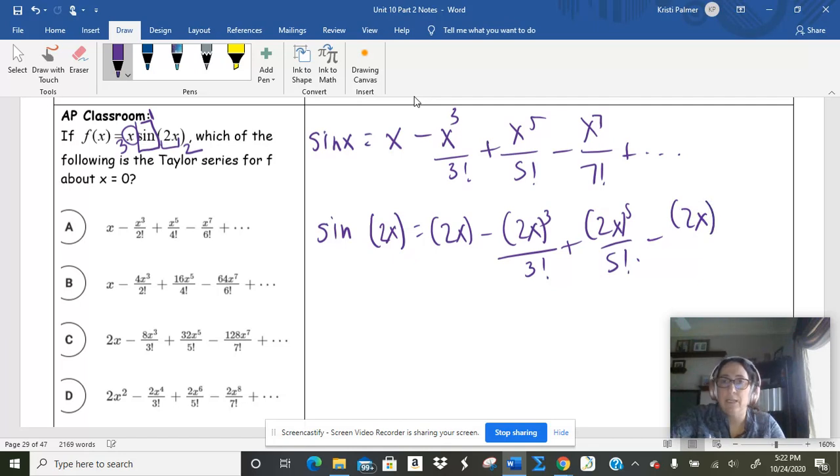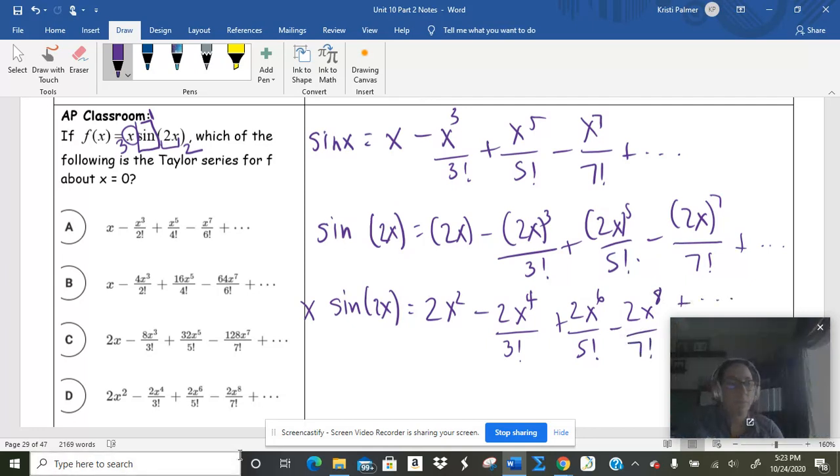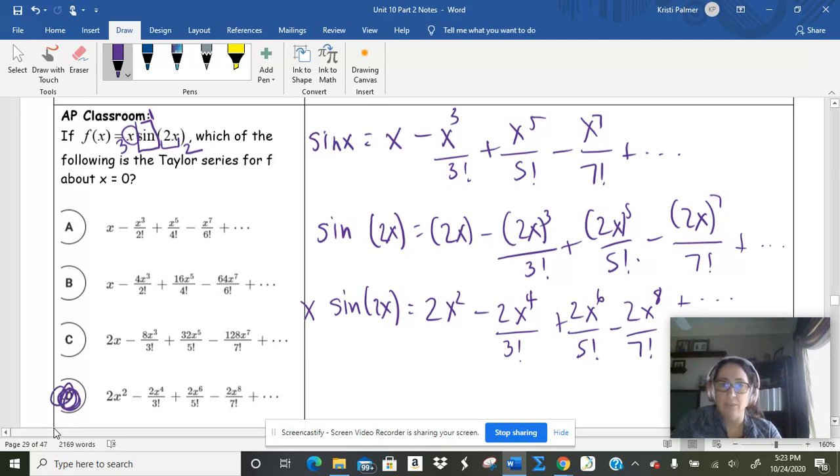So first I wrote sine, then I'm plugging in my 2x, and then I'm going to multiply through by x. And I'm just kind of simplifying as I go. And once I got that, I'm going to see if I need to do anything else or if the factorials are on there. And there we go. I don't need to simplify.